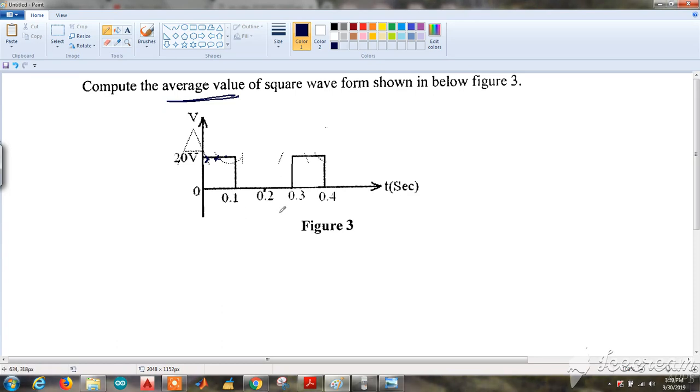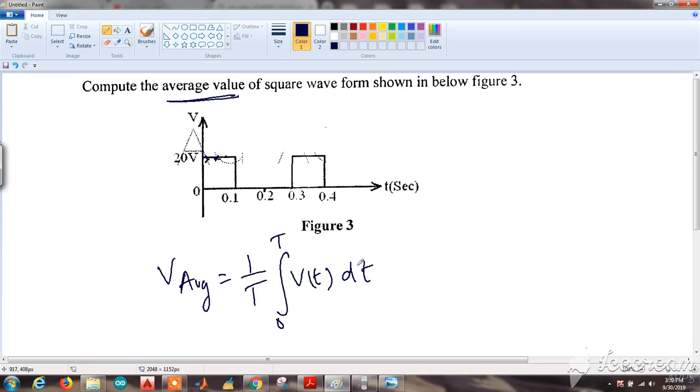about its time period will give us the average value, or average value is represented as 1 by T integral 0 to T v of t dt volts.